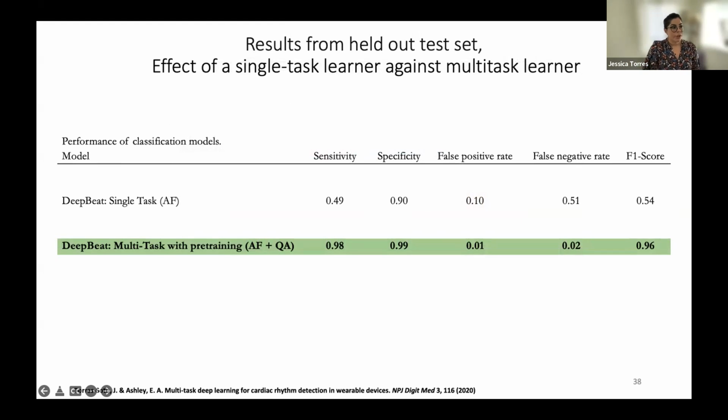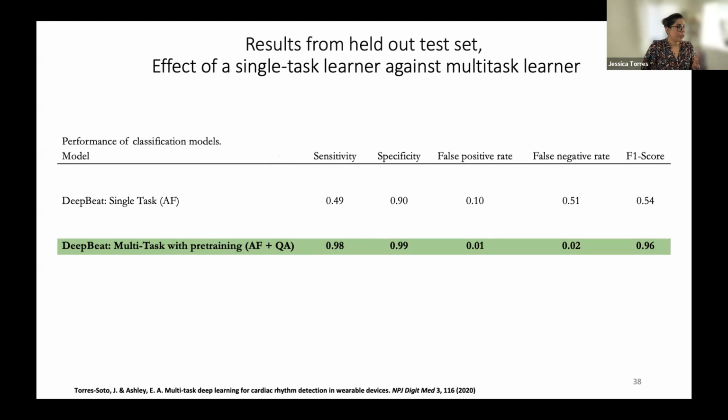And so here are the results of our held out test set when we look at how our model's performing. We can compare it to the single task AF where we don't incorporate signal quality, and then we can look at what we end up selecting, which is that multitasking with the pre-training from the convolutional denoising autoencoder. We see that the sensitivity rates just go so high when we incorporate that signal quality, which makes sense because the signal quality is giving us some information on whether or not we're able to correctly classify an AF event. So it makes sense that our sensitivity is going to increase greatly.